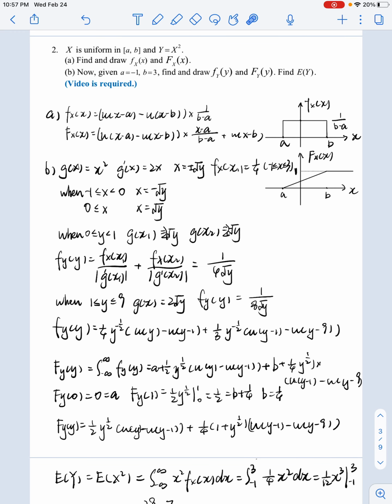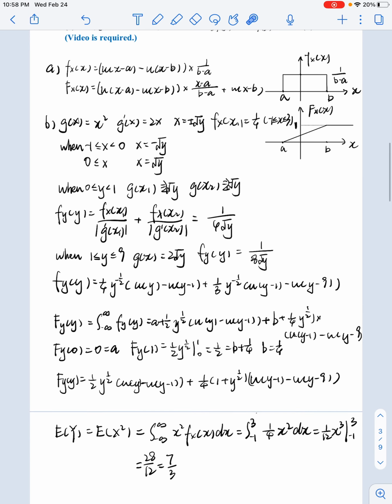So when we try to solve for fy, when y is from 0 to 1, there are 2 conditions, so we should add them up, and the result is this one. When y is from 1 to 9, there would be only 1 condition, so the value should be half of this in this condition.